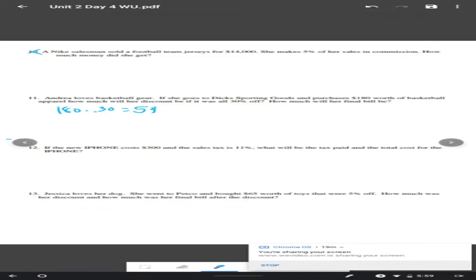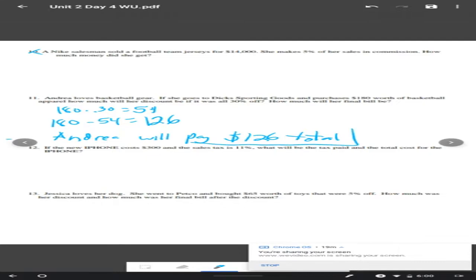So because this is not a tax one and it's a discount one, this is where we subtract the numbers. So we do 180 minus 54. So if we do 180 minus 54 because it's a discount one, we get 126. So we would say Andrea will pay $126 total in the end. So that'd be her total bill.